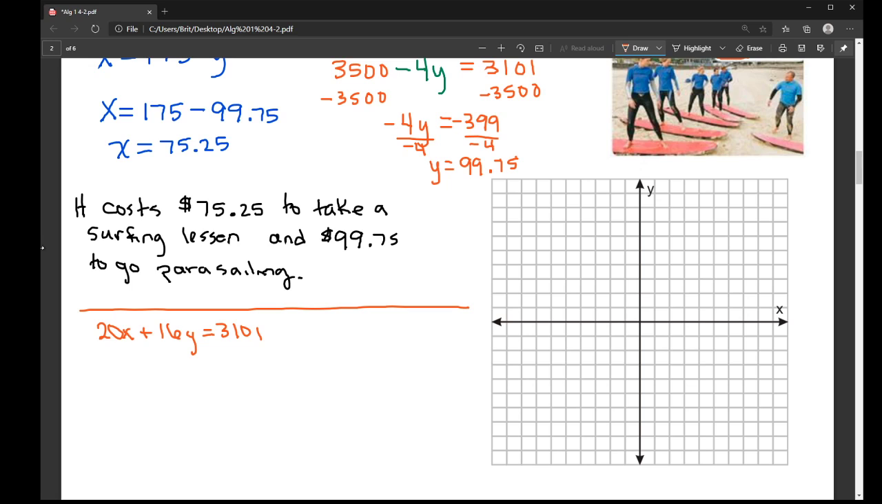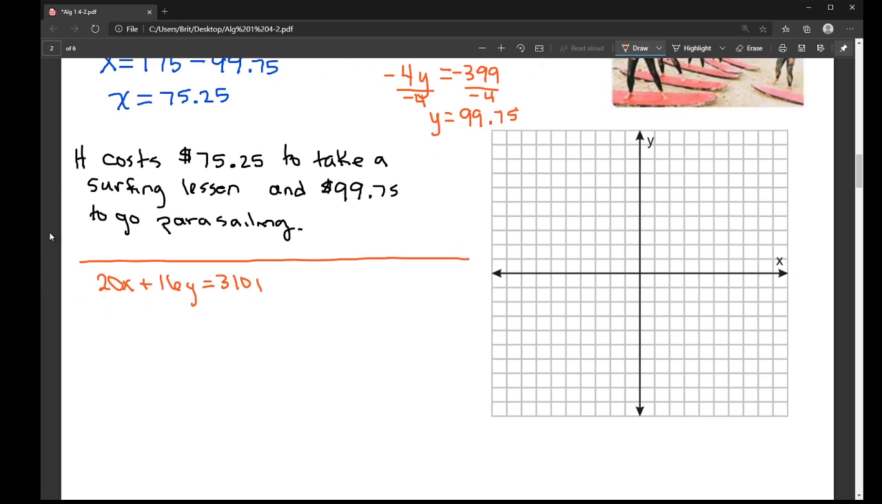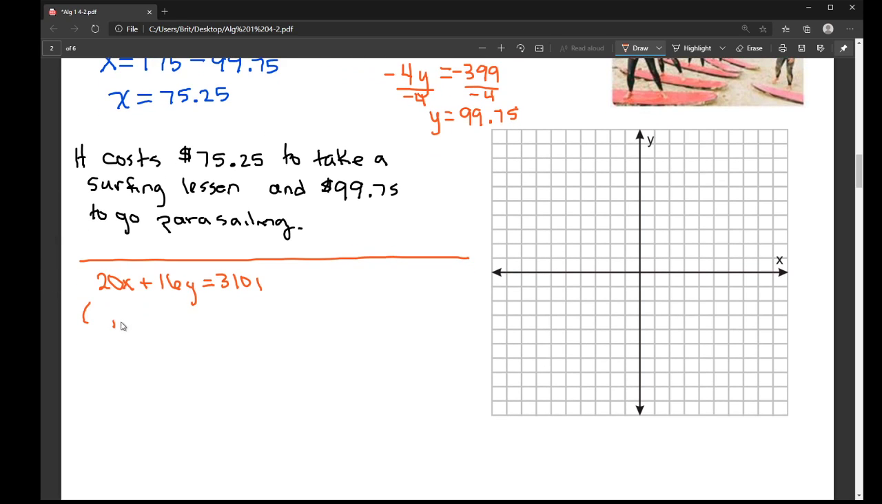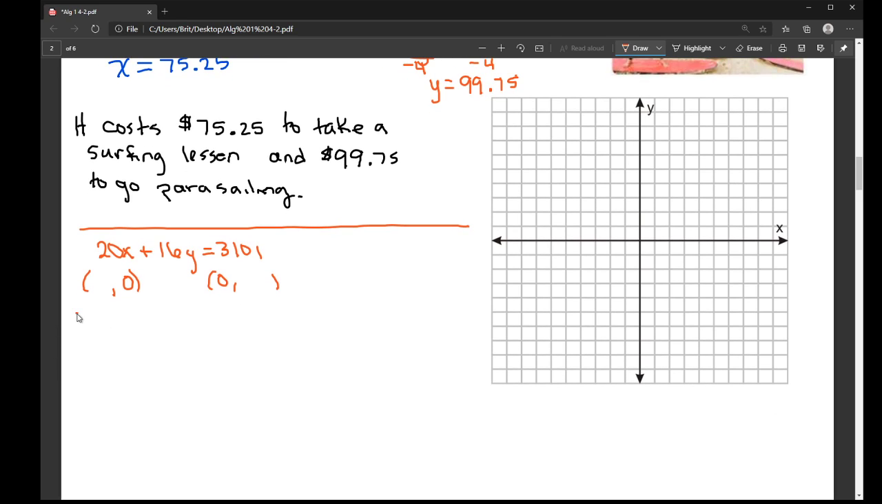And so what I need to do is I need to find my x-intercept and my y-intercept. So to find the x-intercept, I'm going to plug in a 0 for y. And to find my y-intercept, I'm going to plug in a 0 for x. So here we go. So I have 20x plus 16 times 0 is equal to 3101. So 16 times 0, that cancels out, leaving me with 20x equals 3101.